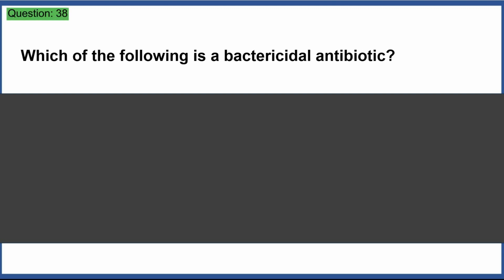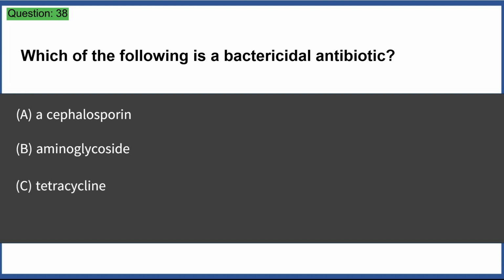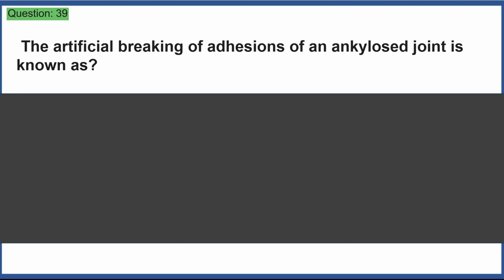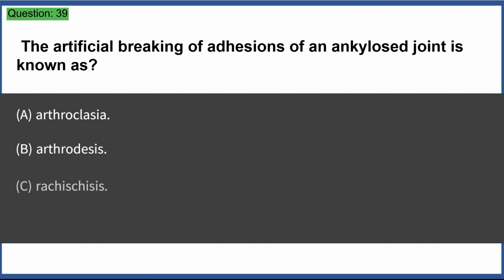Which of the following is a bactericidal antibiotic? A. Cephalosporin. B. Aminoglycoside. C. Tetracycline. D. Vancomycin. Answer C. Tetracycline. The artificial breaking of adhesions of an ankylosed joint is known as A. Arthrochalasia. B. Arthrodesis. C. Rachis. D. Spondylitis. Answer A. Arthrochalasia.